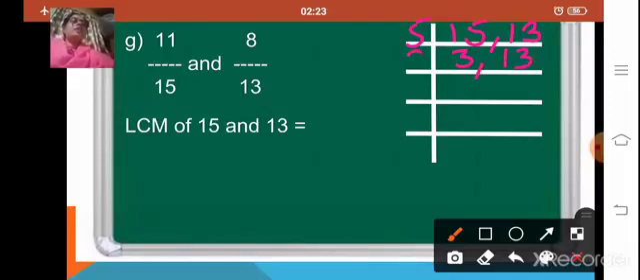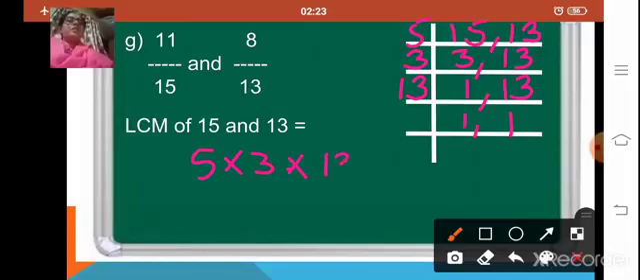Now 3 is divisible by the number itself. 3 1s are 3. 13 you will write as it is. 13 is a prime number, so it is divisible only by the number itself. 13 1s are 13. Now multiply this. 5 multiplied by 3 multiplied by 13. So you will get the LCM as 195.